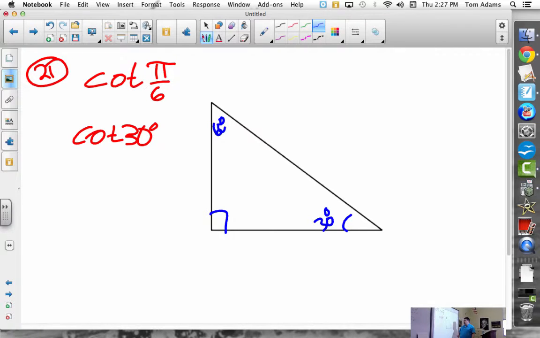Well, since it's a 30 degree, the one opposite of that is this side over here. By the way, what's the shortest side? The length of that? 1. How do you remember it? It's 1, 2, root 3. What side is 2? The hypotenuse is always 2. And then the adjacent is always the square root of 3. So this is the opposite. This is the adjacent. And this is the hypotenuse.